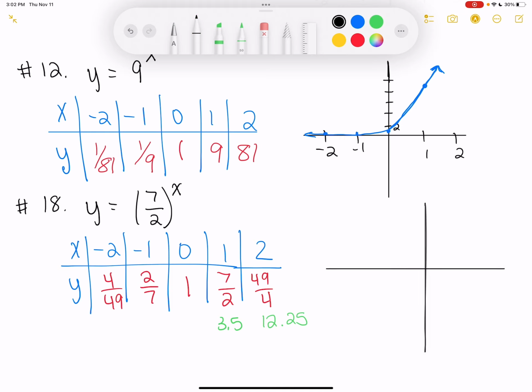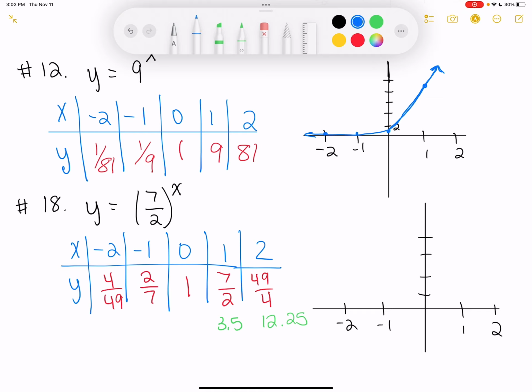I'm probably not even going to graph this 12.25. You don't need that much space on the bottom. I'm probably only going to graph the 3.5. So -2, -1, 0, 1, and 2, and I'm just going to go up to like 4.